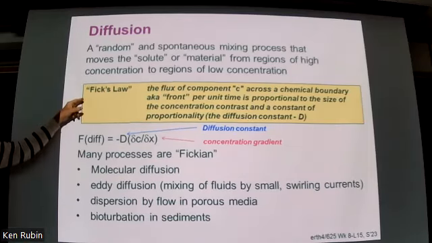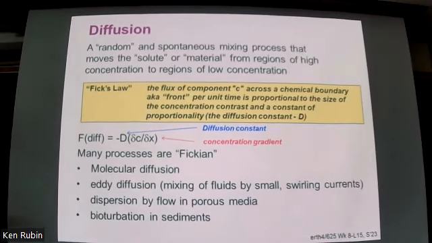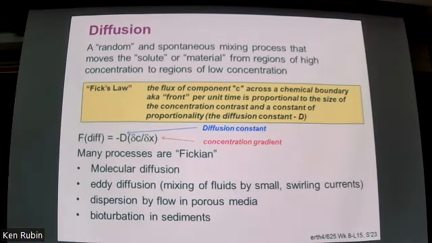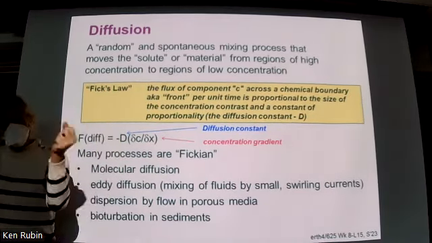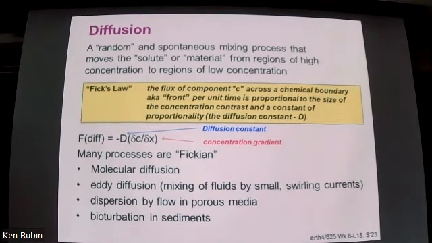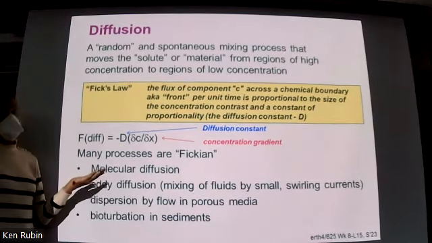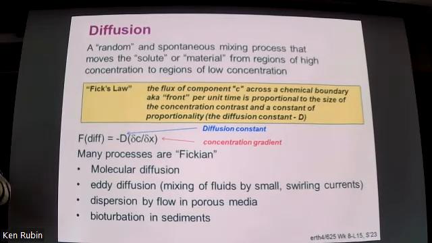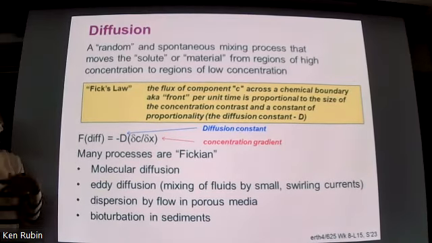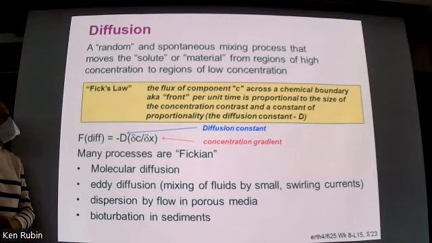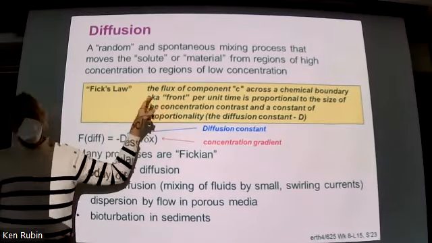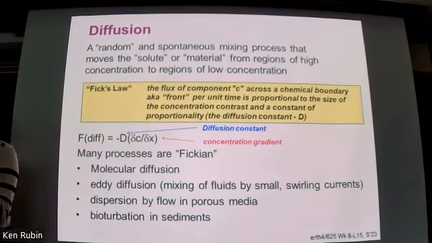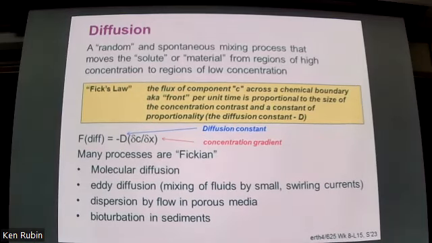But so Fick's law, he's the person who came up with the mathematical quantification of diffusion, says that the flux, the amount of stuff coming across a boundary in composition over unit time, and we call a boundary in composition a chemical front, right? Like if you saw two layers and there was a big, strong concentration contrast, we call that a chemical front. It's proportional to the size of the concentration contrast and this constant of diffusion, which is called D. And it turns out that the constant of diffusion is usually more related to the medium.